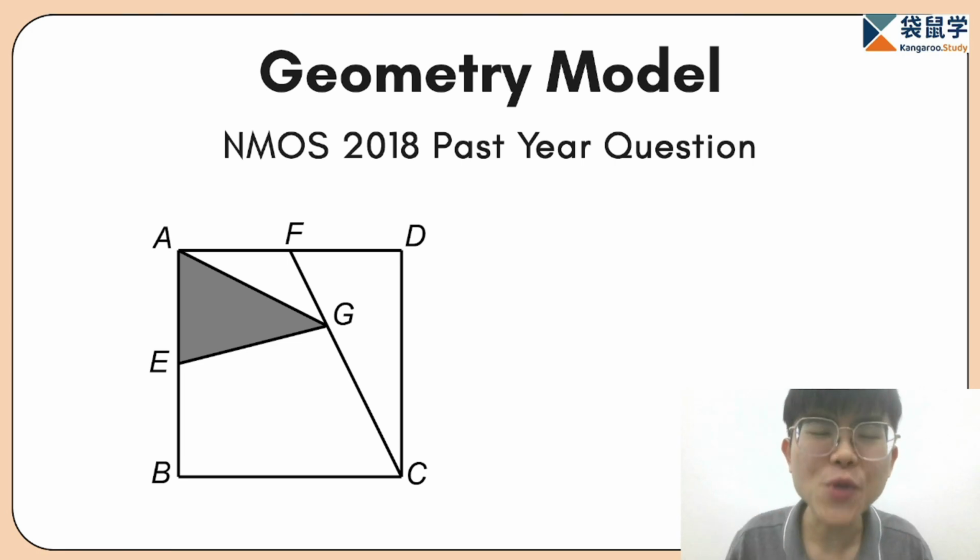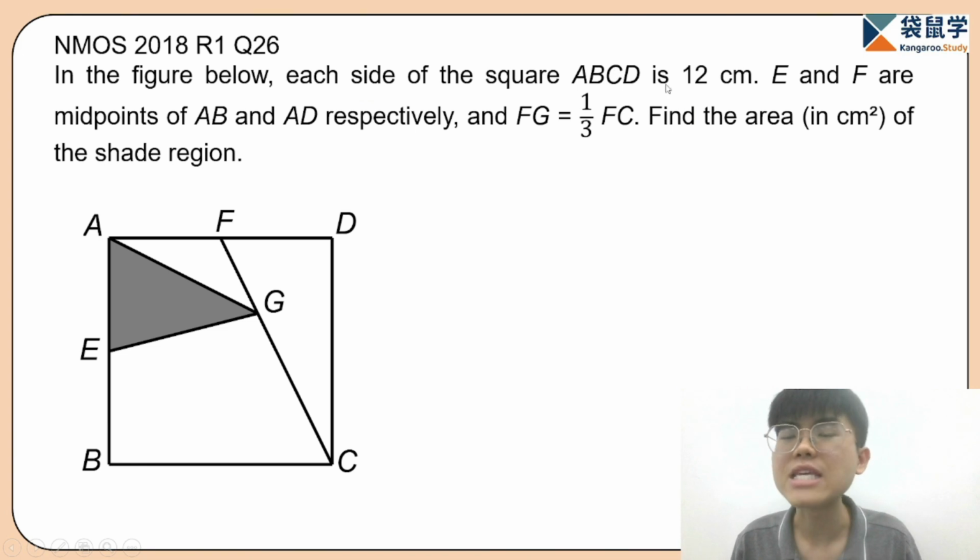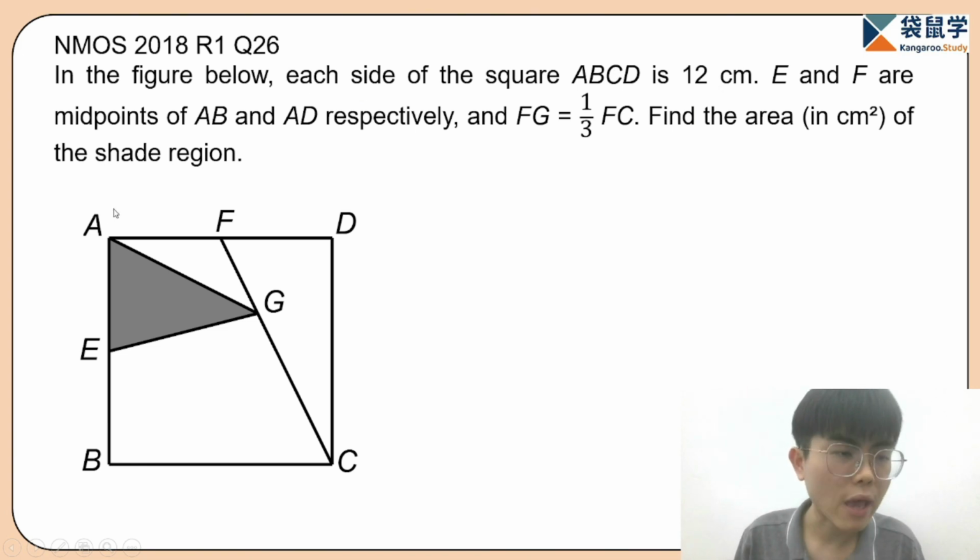Today, we are going to talk about a past year question from NMOS 2018, which is about the geometry model. Let's have a look. You can see that in the figure below, each side of the square ABCD is 12 centimeters. Then we say that the side is 12 centimeters.